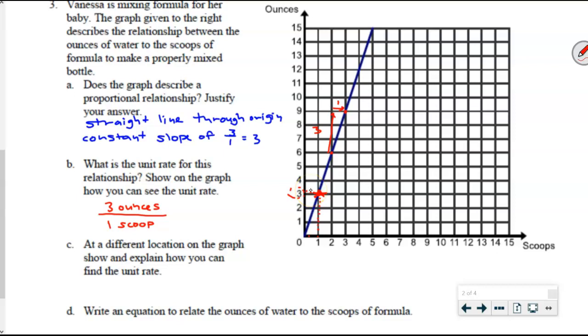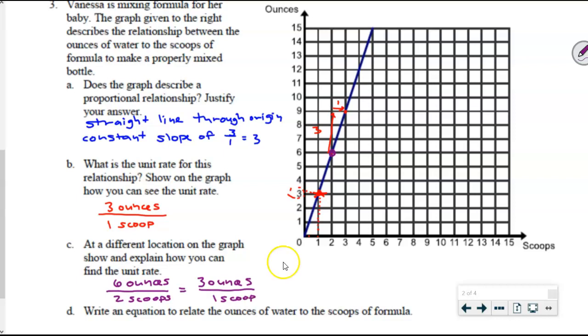Okay, Oren. Yeah, 2 scoops and 6 ounces. So I'm going to go over to 2 scoops and 6 ounces, choosing that point there. How am I actually seeing that? Well, 6 ounces and 2 scoops can still simplify, because these are equivalent ratios in a proportional relationship, to 3 ounces and 1 scoop.